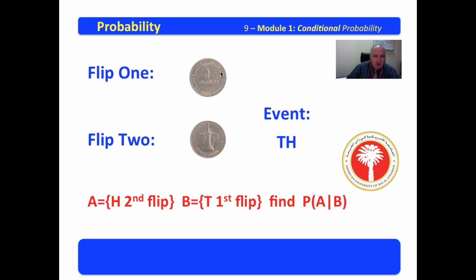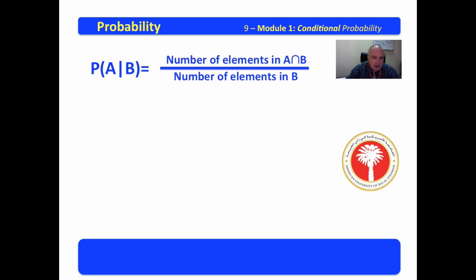Okay, so we flip a coin once, we get a tails. We flip a coin again and we want a head. We want the event of a tails heads. So what is the probability of getting a heads on the second flip after we got a tails on the first flip? A is equal to head on the second flip. B is equal to tails on the first flip, and find the probability of A given B. Now here's this one formula. We will do it both ways.